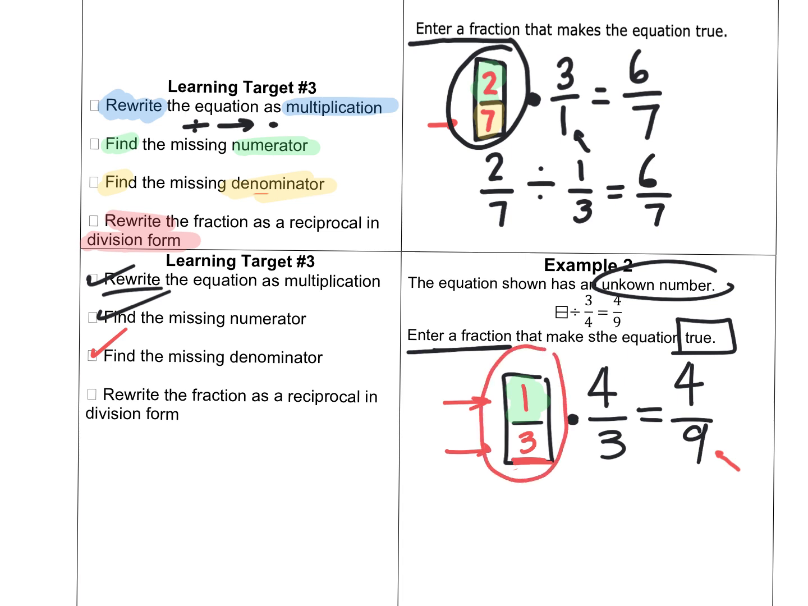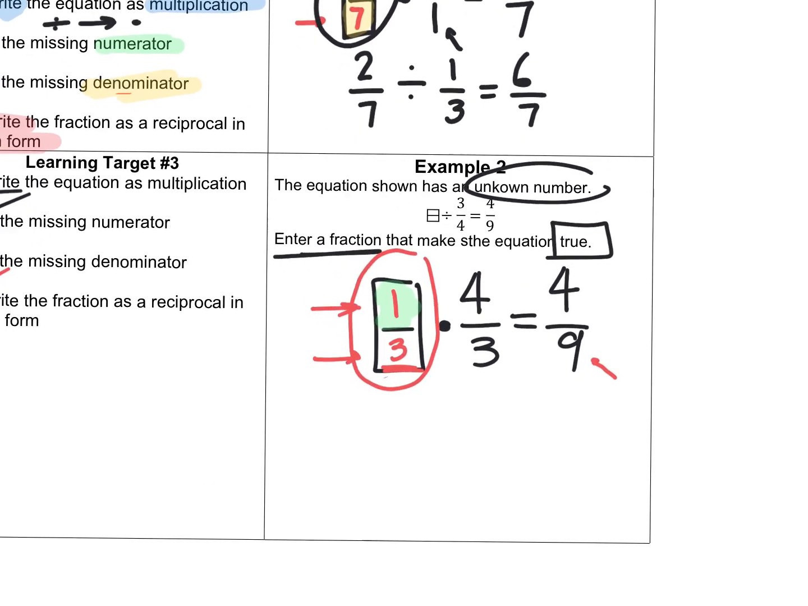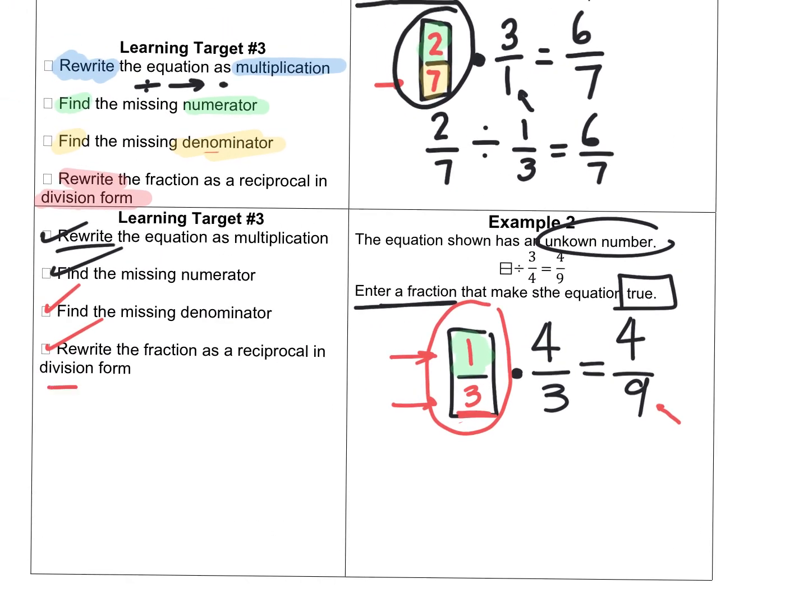I am all done. But I want to do the last part of my learning target, which is rewriting the fraction as a reciprocal to become a division problem again. Okay, so we're basically going to go backwards. We have this. Now we're going to change this back to division. So we have to change this fraction back. We flip it again. So this is what the original problem would look like: 1/3 divided by 3/4 equals 4/9.